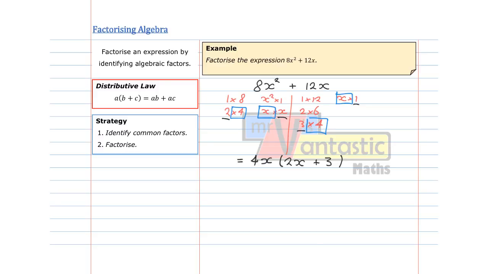And that is how we can factorize an expression by identifying algebraic factors. Fantastic.